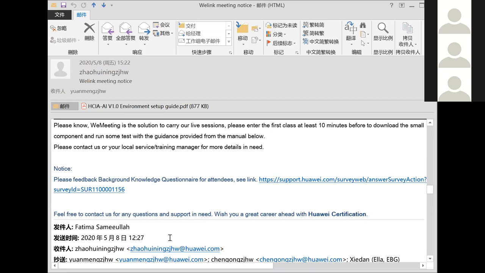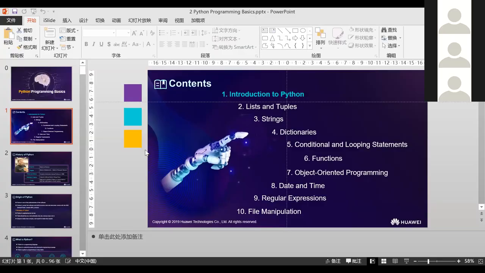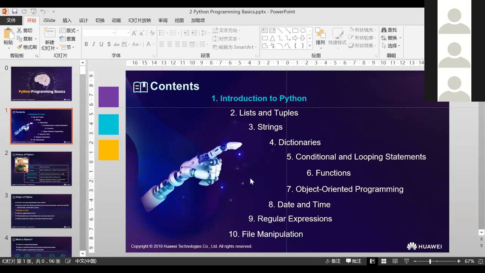We can adjust what we're going to talk about during the training session. If most of you have Python programming experience, we will go through this chapter very, very quickly. If most of you have a TensorFlow background, we will also go through the TensorFlow chapter very quickly and move to the machine learning and deep learning part. So after this lecture, I hope you can do the questionnaire.